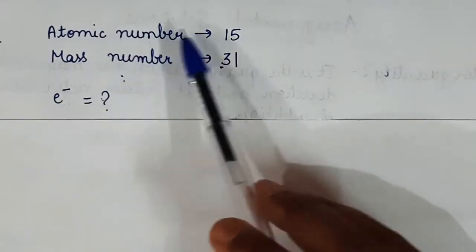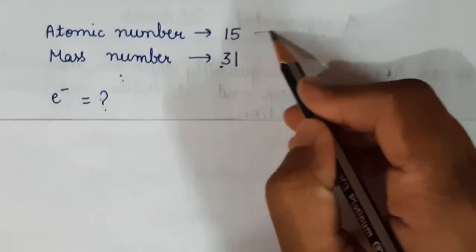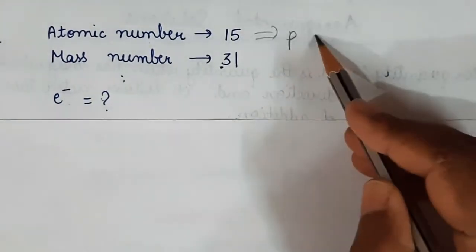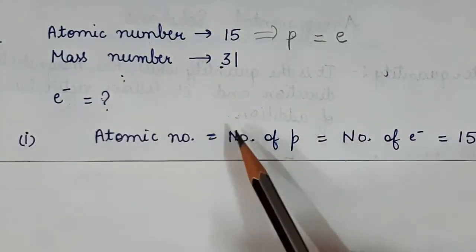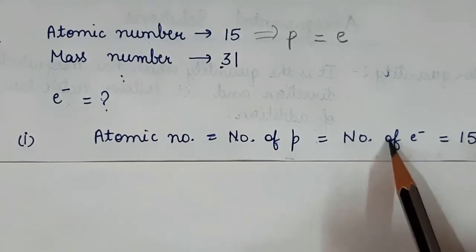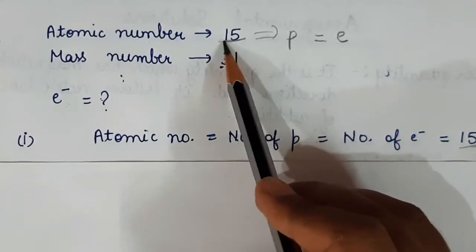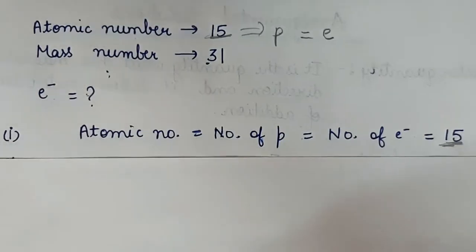You know atomic number 15. So what is atomic number? Atomic number is basically number of protons. And in an atom, number of protons is equal to number of electrons. So the atomic number is equal to number of protons. That is also equal to number of electrons in case of atom. So the answer is 15. Atomic number 15, number of protons 15, number of electrons also 15. Clear, students?